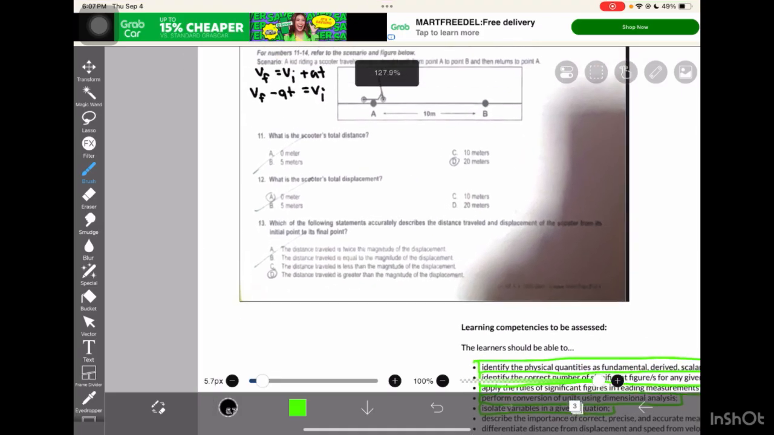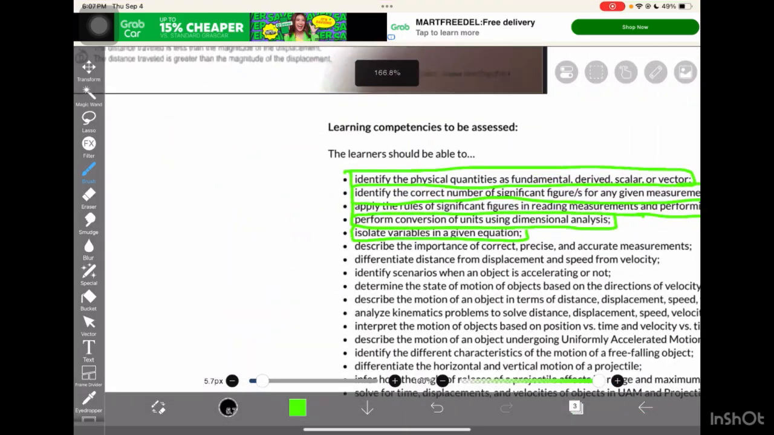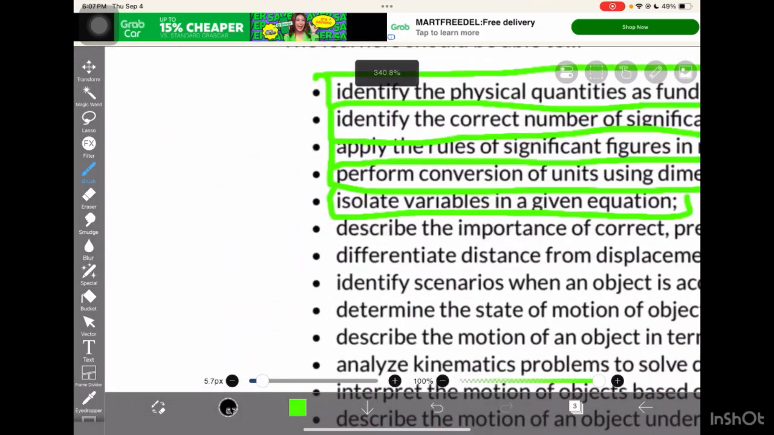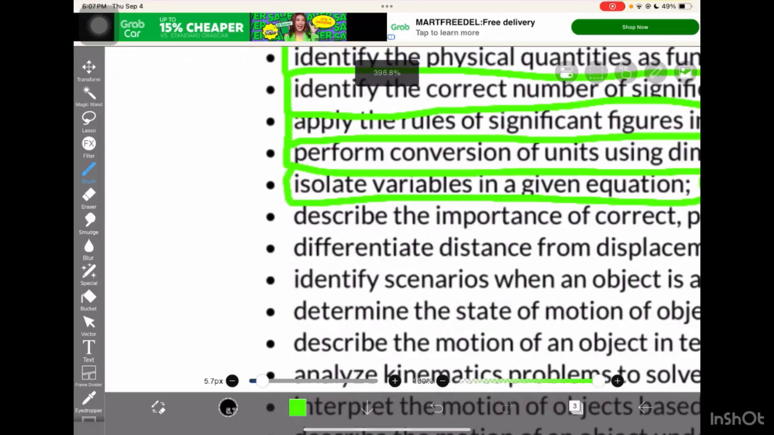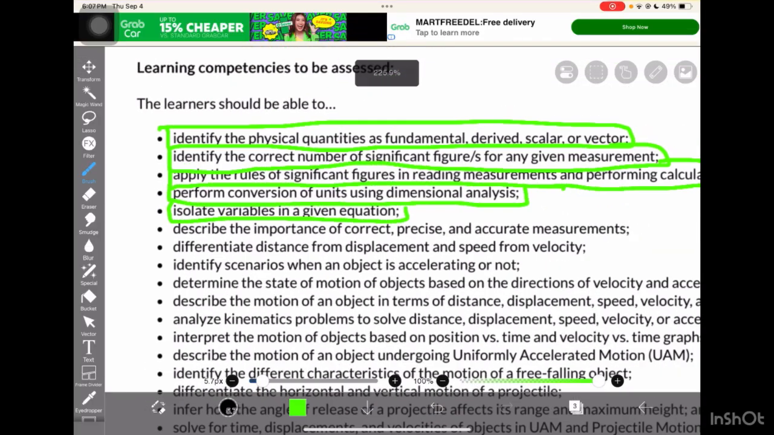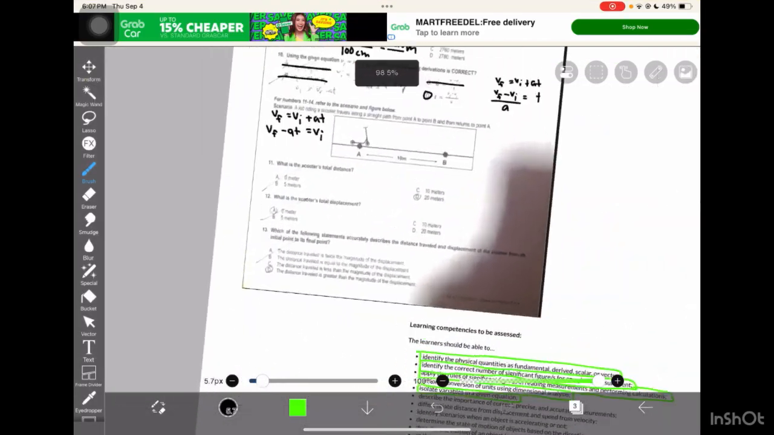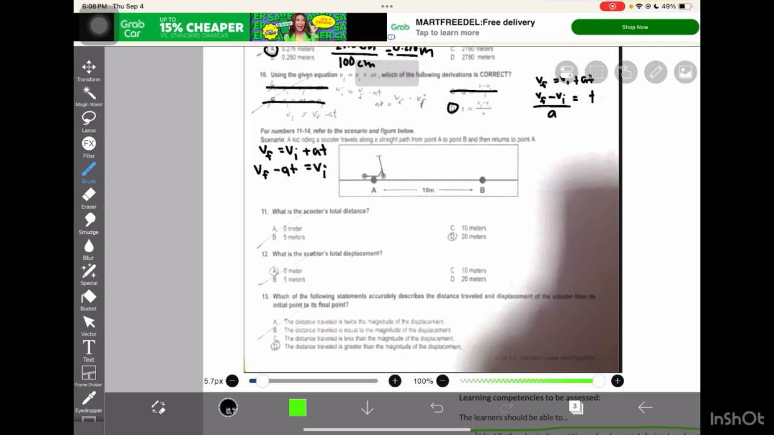Oh wait, we have distance and displacement. So we're until here. Okay, that's good. So I'm gonna skip this one for now, describe the importance of correct, precise, because we have an entire essay on that. So for numbers 11 to 14, identify the scenario below.